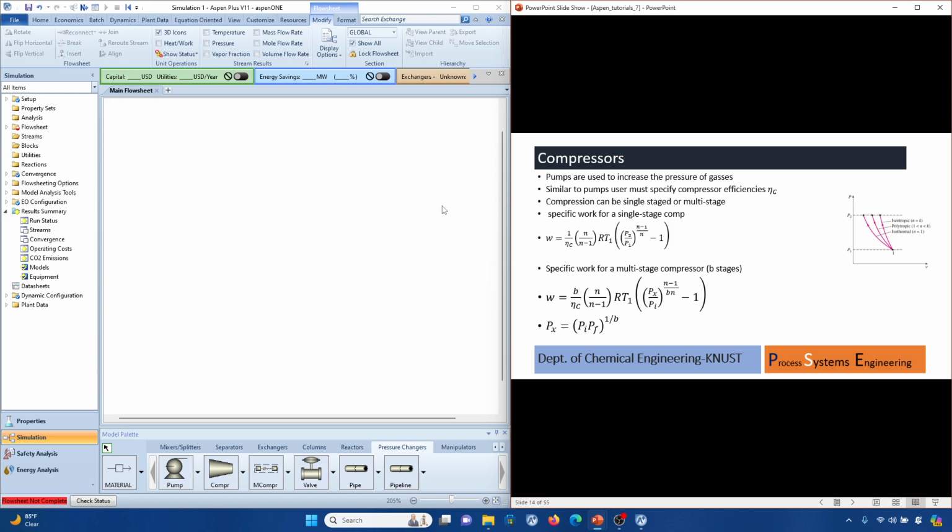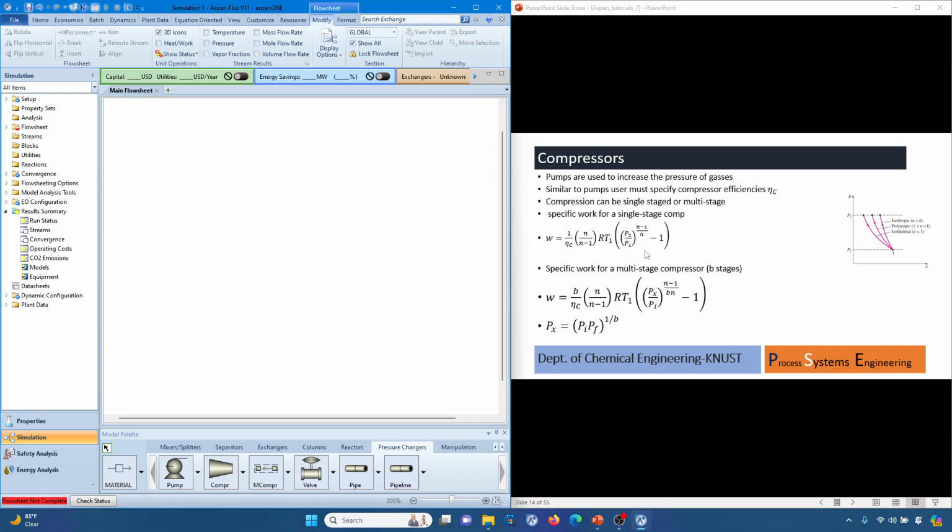We have multi-stage compressors, right? And if you've taken an engineering thermodynamics class, you're familiar with some of the terms here for compression: what it means to compress isentropically, polytropically, and isothermally, and the effects on the adiabatic constant. So this is the work estimated for compression.